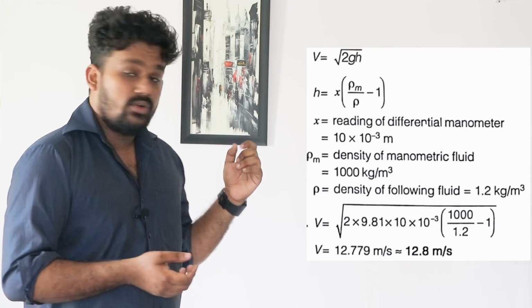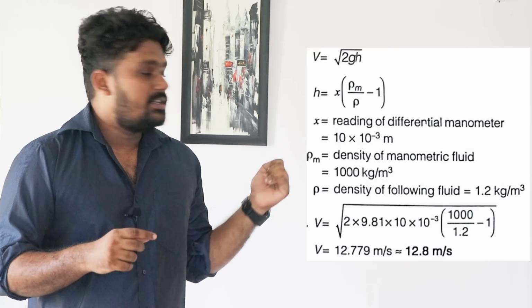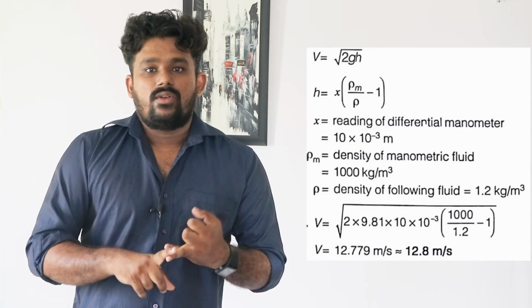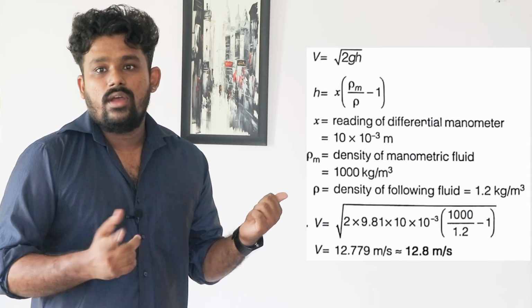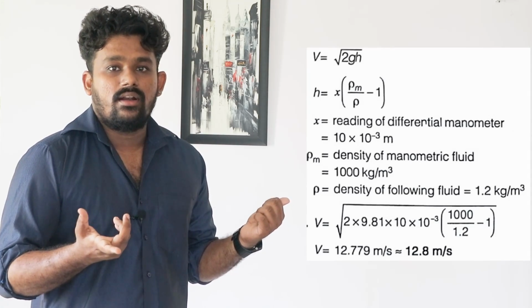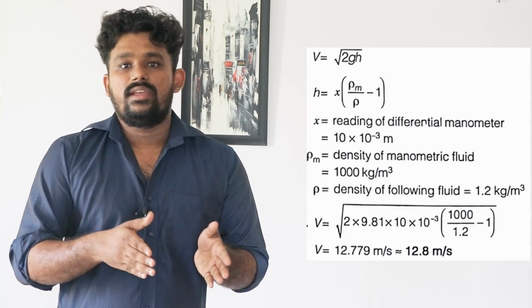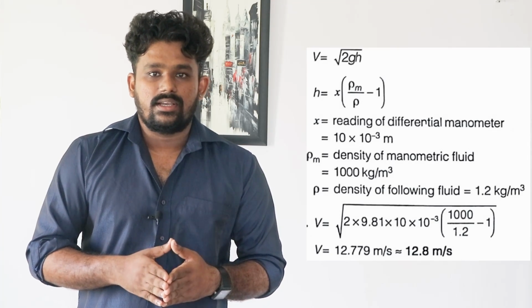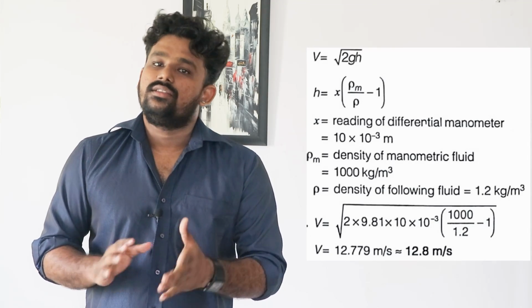In order to find h, we are using the first relation: x into rho m by rho p minus 1. The density of the fluid in the manometer is 1000, rho p is 1.2, and the value of x is 10 millimeter. We will get the value of h, and putting h into root of 2gh we will get the velocity as 12.8 meter per second.